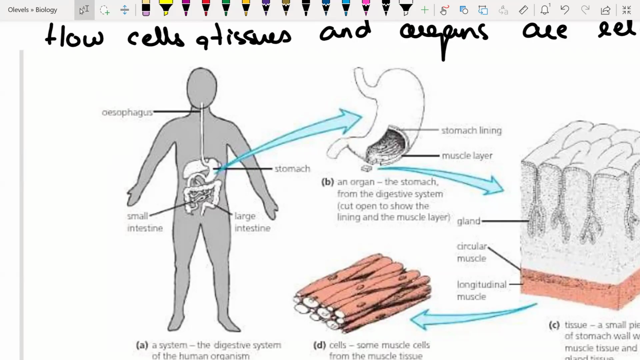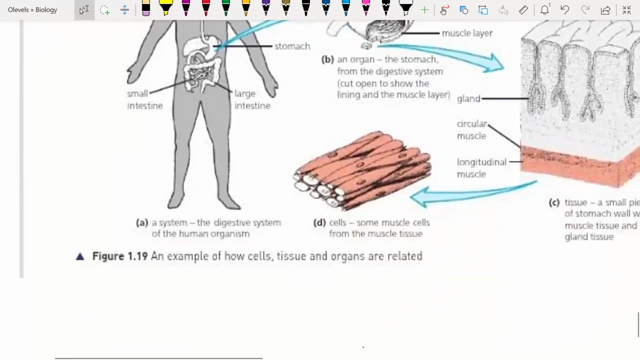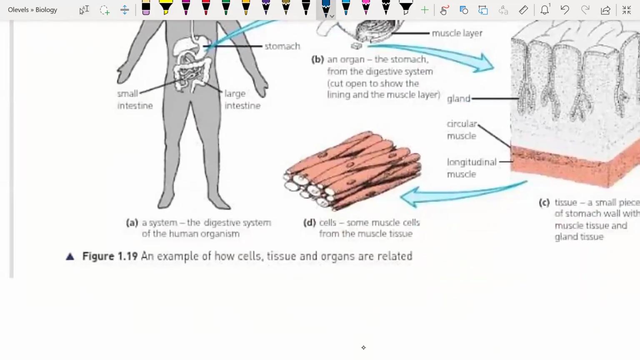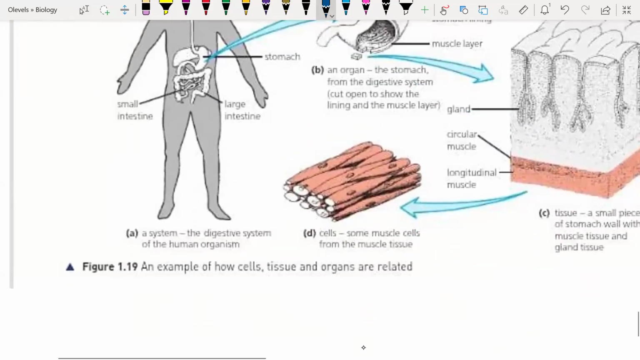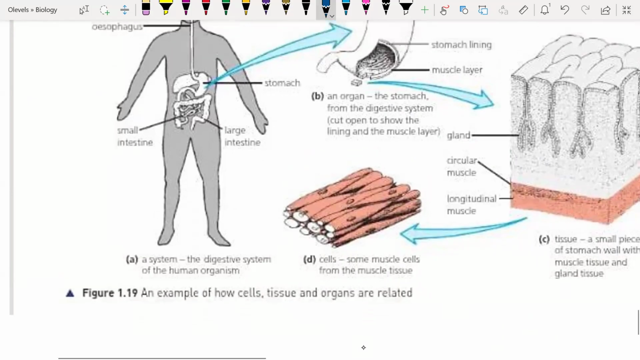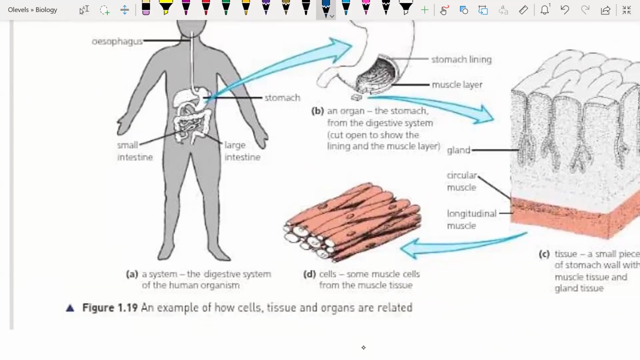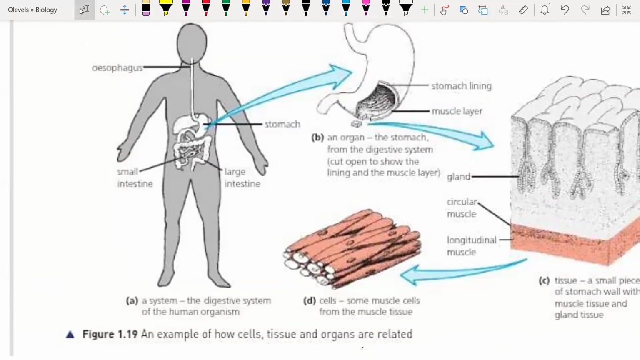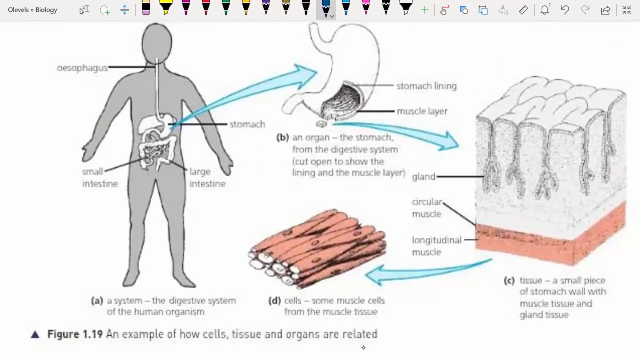if we see from here, this is an example of how cells and tissues and organs are related in your body. For example, look at this diagram. This is the digestive system of the human organism that contains the stomach, large intestine, small intestine, and esophagus. There are more organs contributing to this digestive system, but some of them are mentioned over here. Now we take an example of just this stomach.